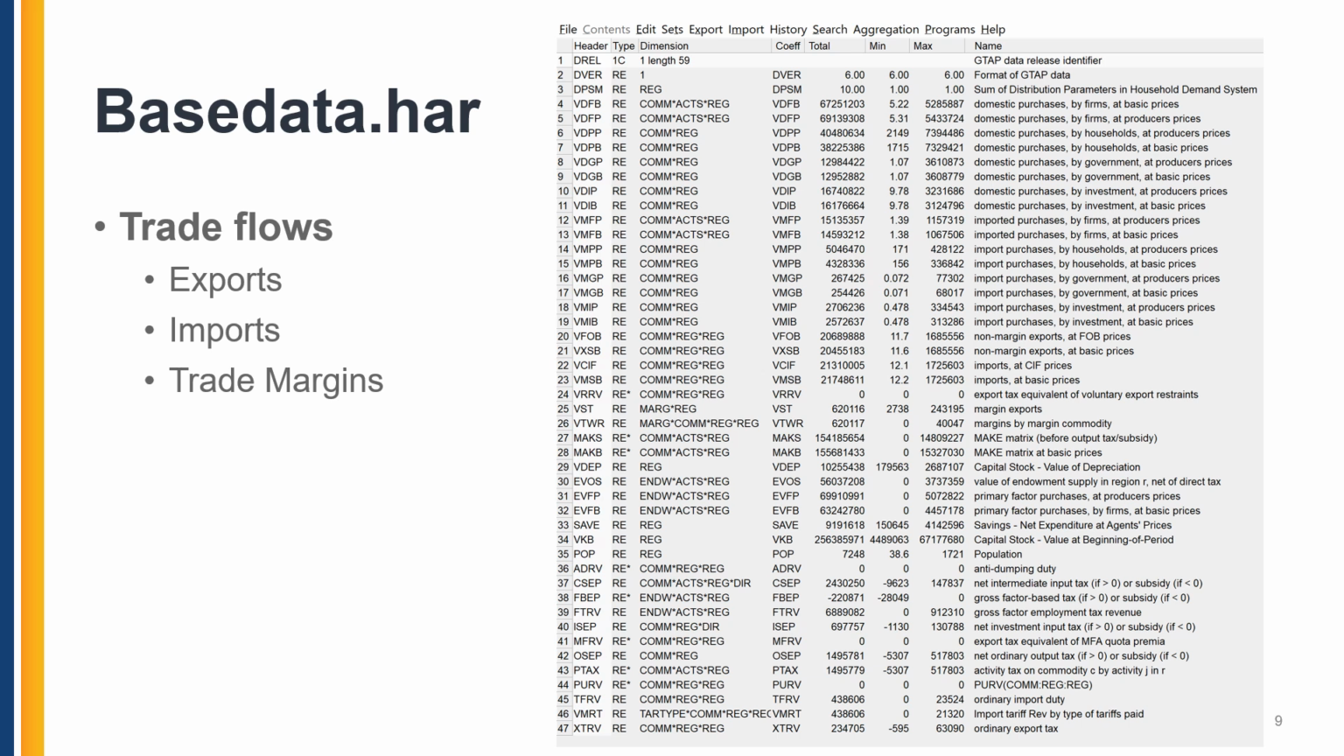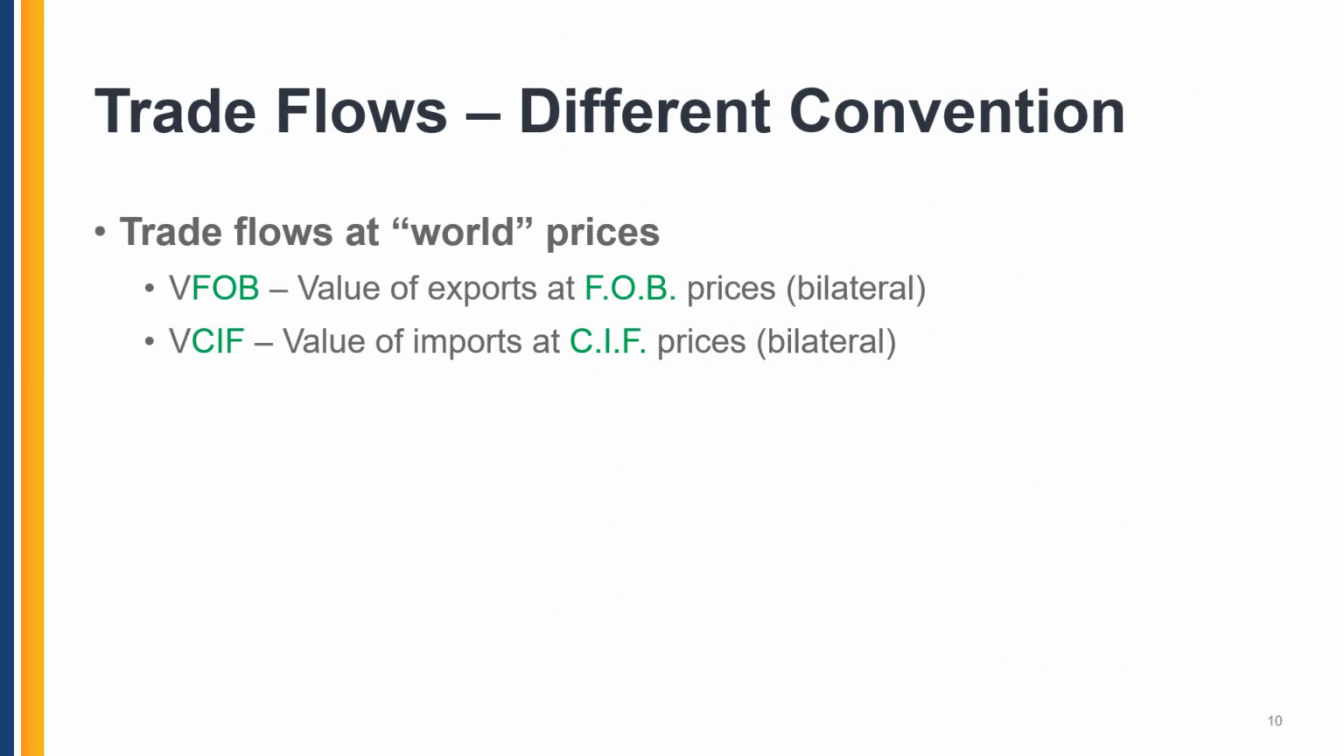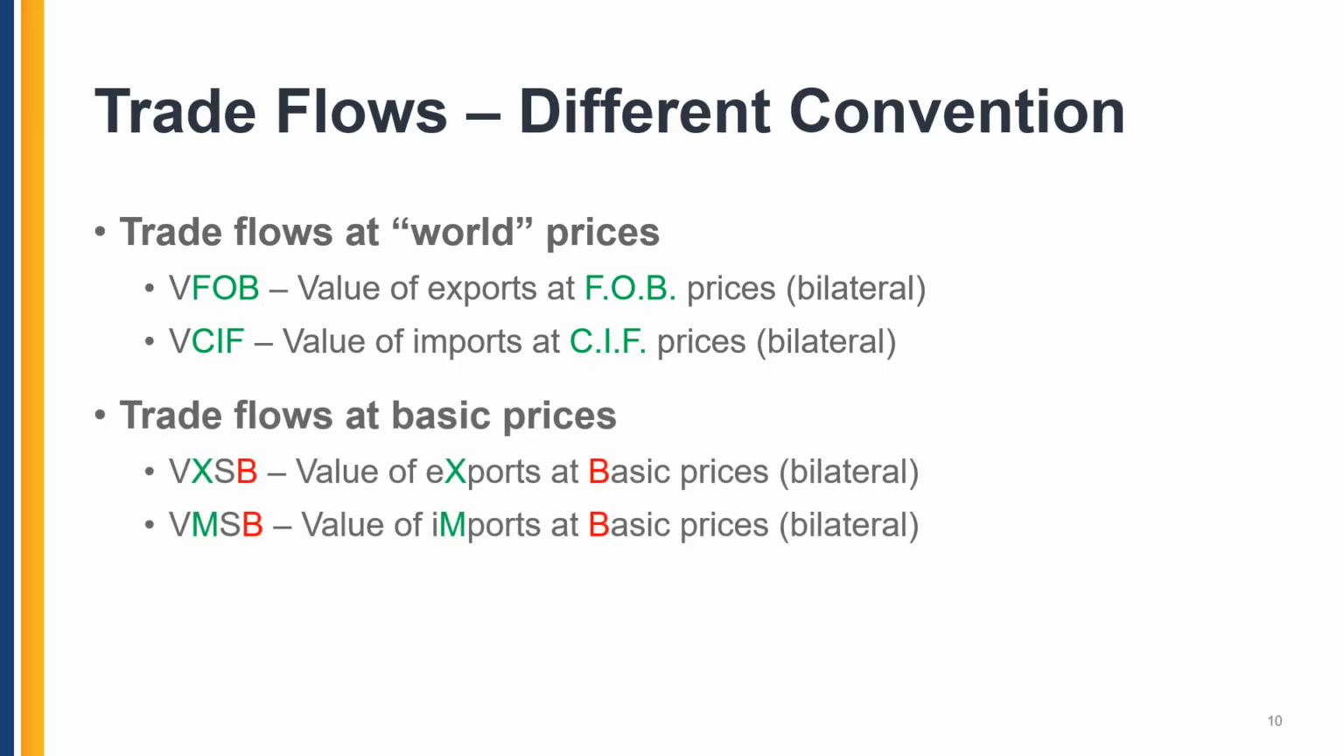Now that we've covered the coefficient naming conventions, let's turn our attention to trade flows in the basedata.har file, which are identified as exports, imports, or margins in the name column. In the case of trade flows, the convention is different. VFOB are exports measured in FOB prices, while VCIF are imports measured in CIF prices. As for trade flows at basic prices, VXSB and VMSB are the corresponding exports and imports measured in basic prices.